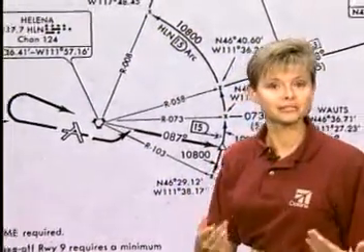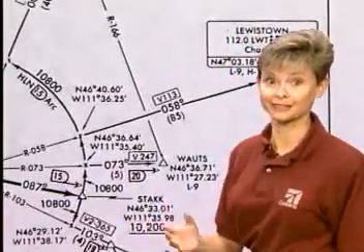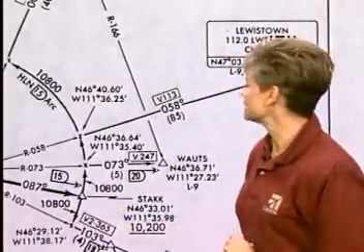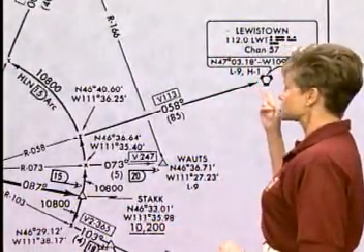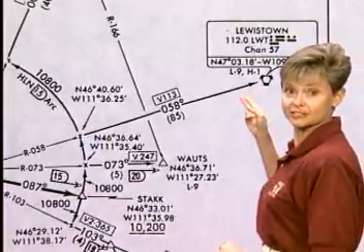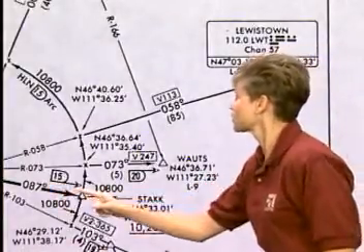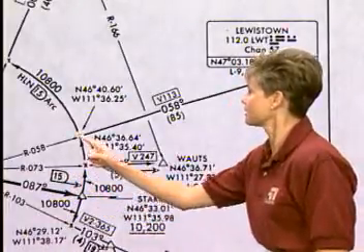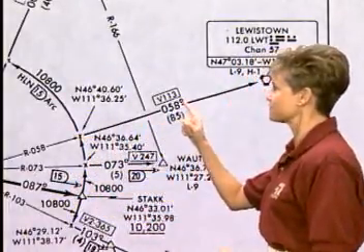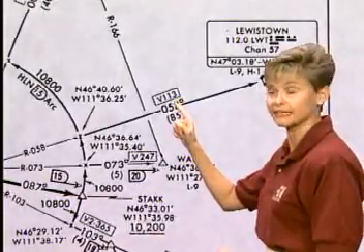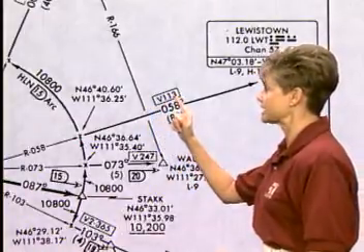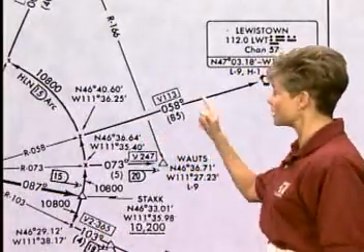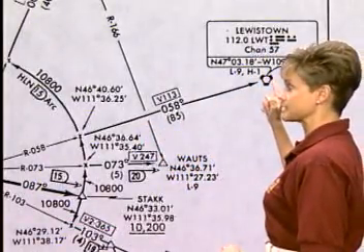From there, you have various transition routes depending on exactly where you're going. For instance, if you wanted to go to the Lewiston Vortac after stack intersection, you would turn left and follow the 15 DME arc to the 058 radial from the Helena Vortac, which is Victor 113, and then track Victor 113 all the way to Lewiston.